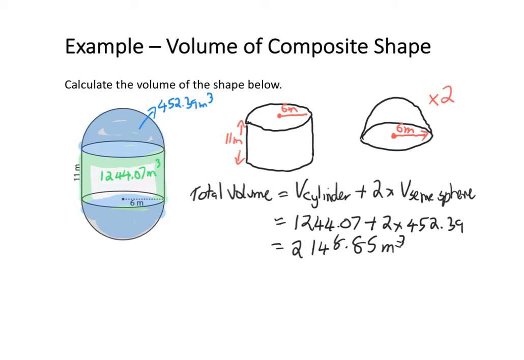And that is an example of how we can calculate the volume of a composite shape by breaking it down into smaller individual shapes, finding the volume of those, and then adding them together to get the total volume.